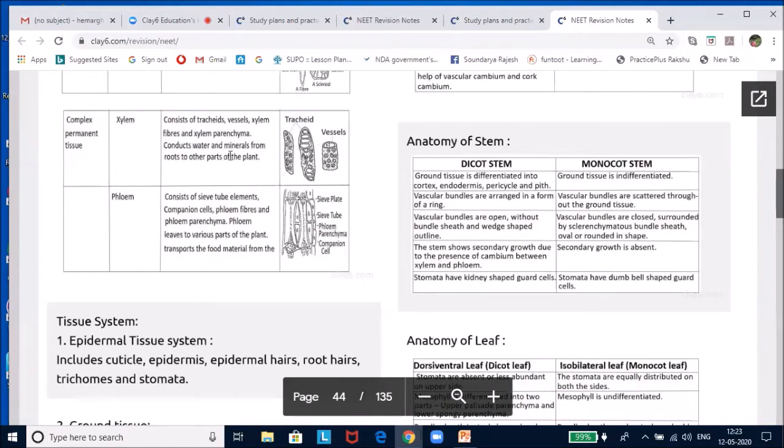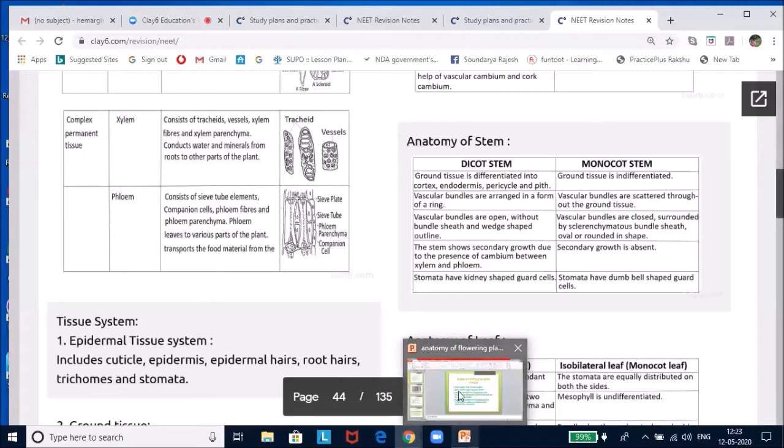Now, if you look at xylem parenchyma, it is living and thin-walled with cellulosic cell walls. Xylem parenchyma stores food materials in the form of starch or fat or other substances like tannins. Ray parenchymatous cells help in radial conduction of water.